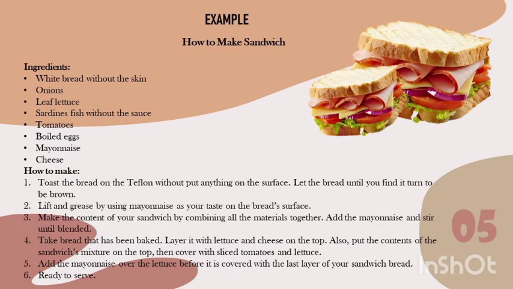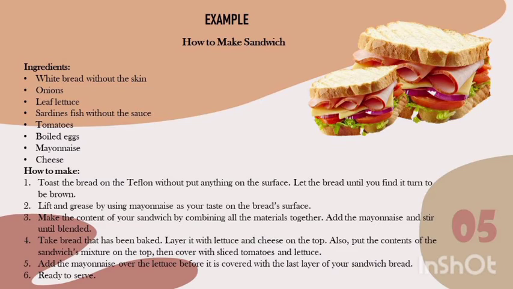And this is an example of procedure text. How to make a sandwich. Ingredients: white bread without the skin, onions, leaf lettuce, sardines without the sauce, tomatoes, boiled eggs, mayonnaise, and cheese. How to make a sandwich? The first, toast the bread on the Teflon without putting anything on the surface. Toast the bread until it turns brown.